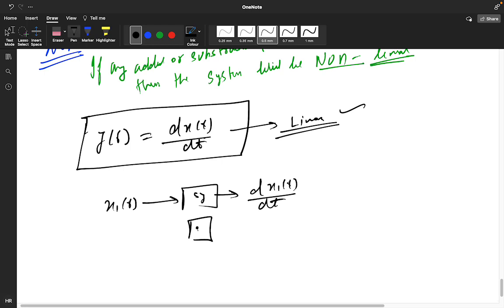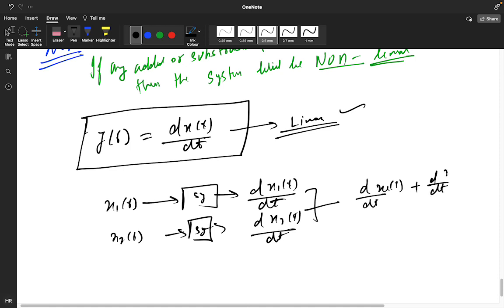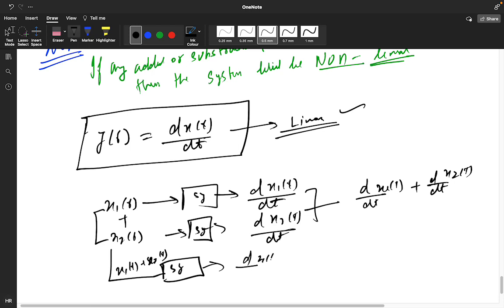So if I apply a different signal x2 of t, it will again differentiate it. So dx2 of t divided by dt, and both are getting added, so I am getting d by dt x1 of t plus d by dt x2 of t. And if I add these two signals and give them to the system, the input is now x1 of t plus x2 of t, and both will get differentiated because the system is doing differentiation only. So dx1 of t divided by dt plus dx2 of t divided by dt, both are the same, which means the law of additivity passes.